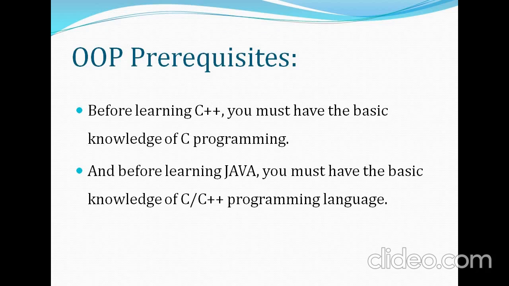Next is the object-oriented programming prerequisites. Before learning C++, you must have the basic knowledge of C programming, and before learning Java, you must have the basic knowledge of C or C++ programming so that we can learn easily.